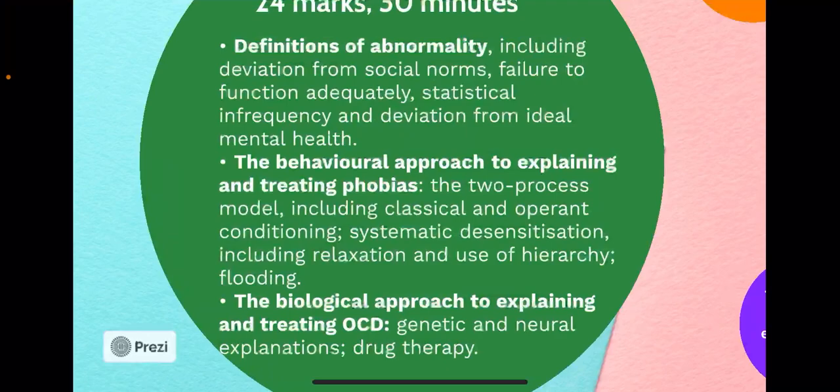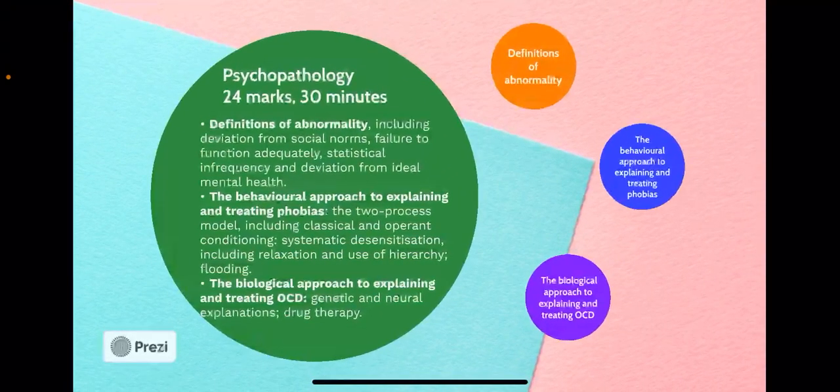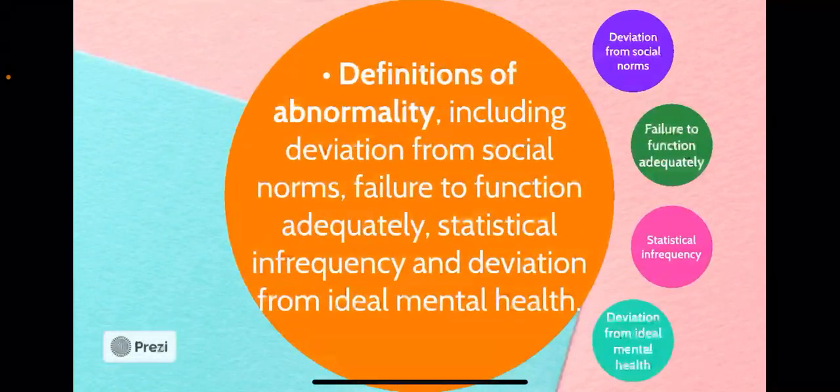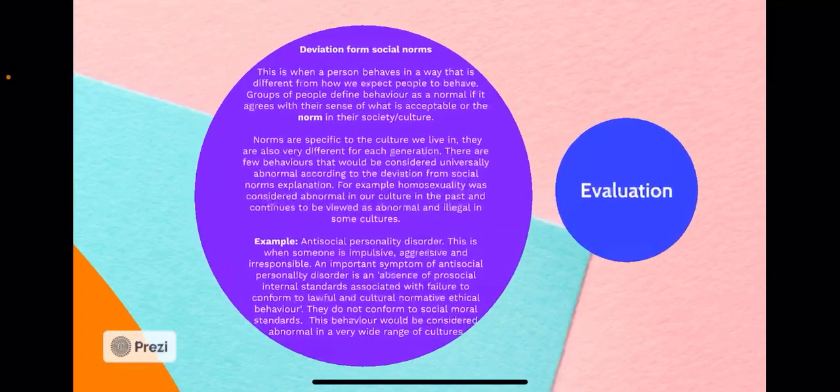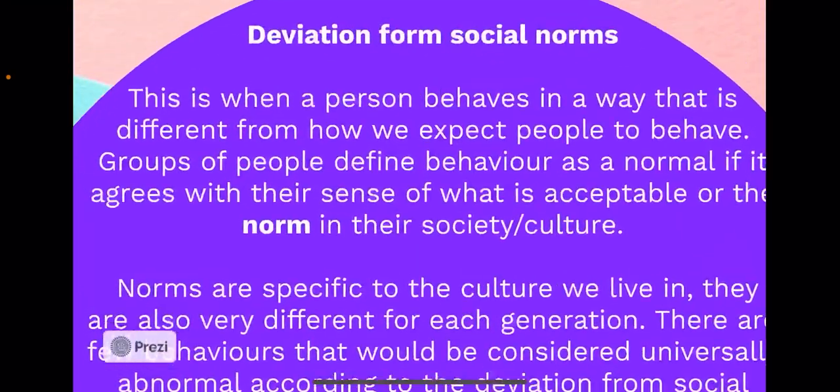According to the advanced information, we need to be aware of definitions of abnormality, the behavioural approach to explaining and treating phobias, and the biological approach to explaining and treating OCD. So we'll start with definitions of abnormality. We need to look at deviation from social norms, failure to function adequately, statistical infrequency, and deviation from ideal mental health. We will start with deviation from social norms.